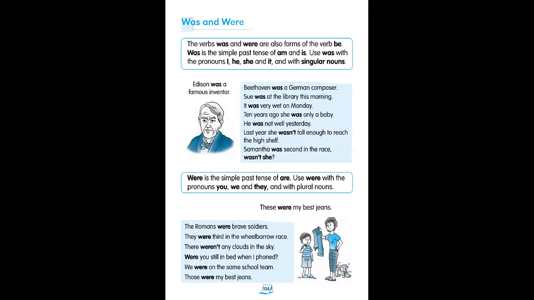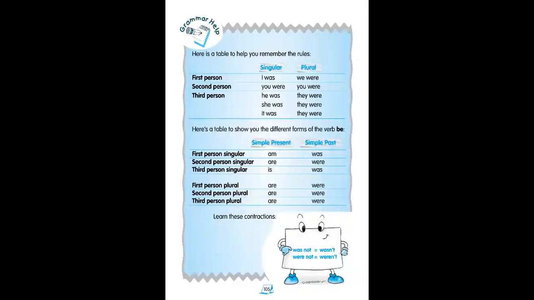Like I was, he was, she was, it was, and were we use with plural nouns and with pronouns like you, we, and they. Like you were, we were, they were. So with these pronouns we use the helping verb were, and was with the others. We also discussed the differences between simple present and simple past. In simple present we have am, is, and are, whereas in simple past we have was and were.